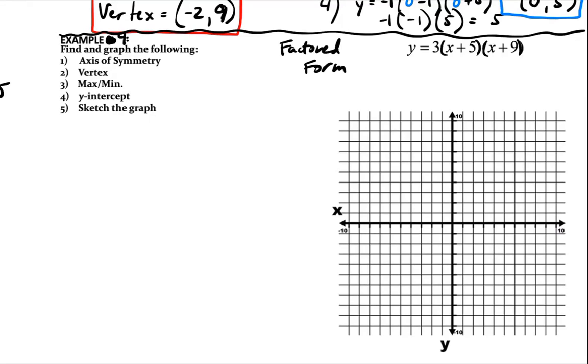All right, so what is A up here? 3. The arrow's going to be pointed up, which means I'm going to have a minimum. Okay, so the first thing I'm going to do is find the x-intercepts, just like I did the last time. To do the x-intercepts, I have to set what's in parentheses equal to 0, just like you did on your quiz last week.